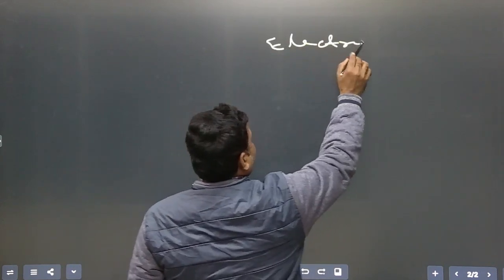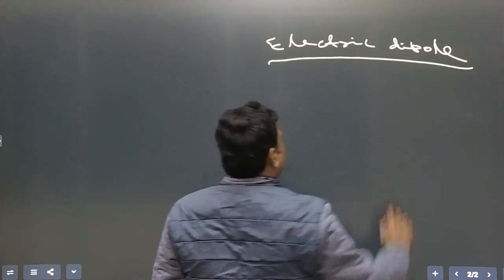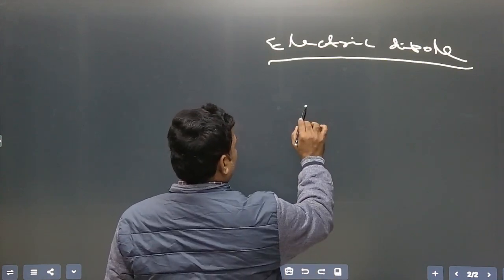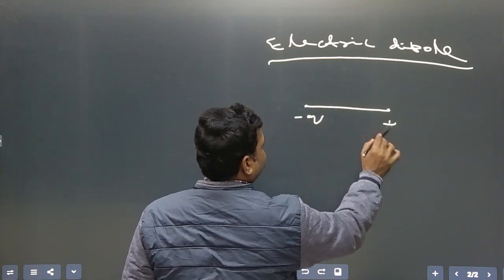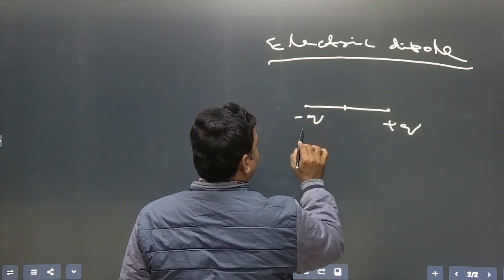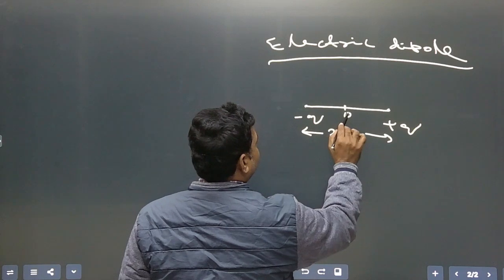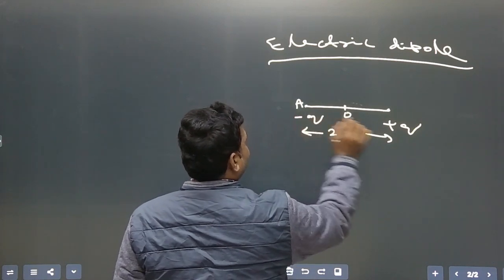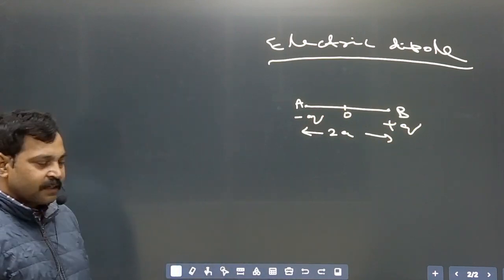The electric dipole consists of two equal and opposite charges separated by some distance. Suppose the distance between them is 2a, this is the center of the dipole, and the charges are placed at A and B. So this type of configuration is known as an electric dipole.